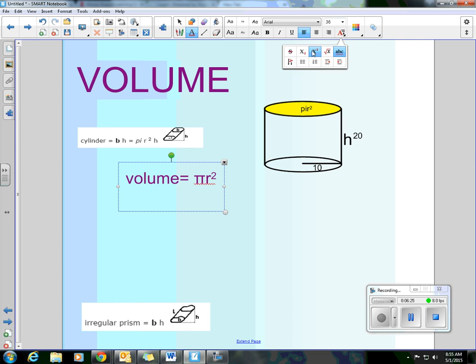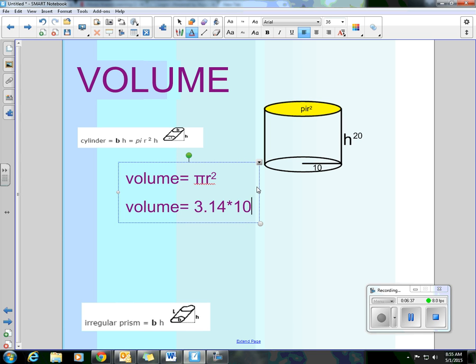we are going to fill in our numbers. Pi, I'm just going to use 3.14, and I am going to times it by our r, which is 10, and we're supposed to square that. I forgot part of this. Oh gosh, I'm getting ahead of myself.